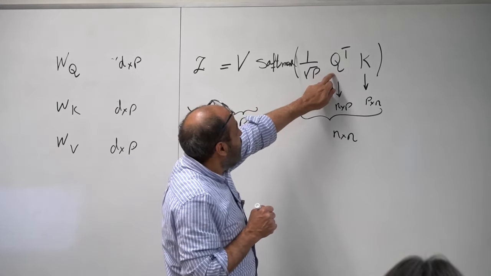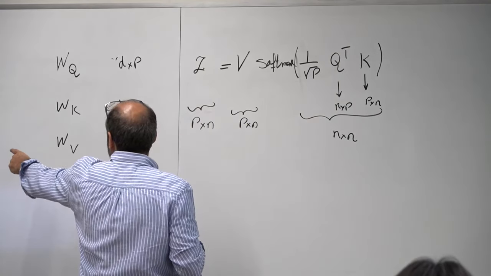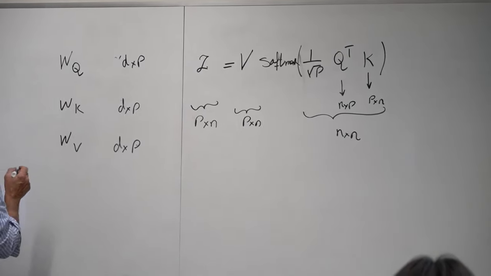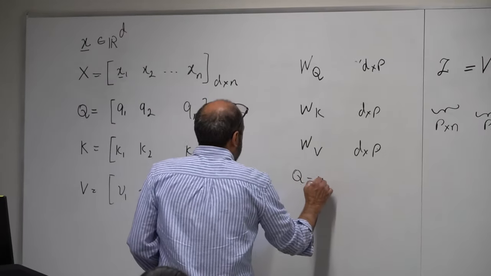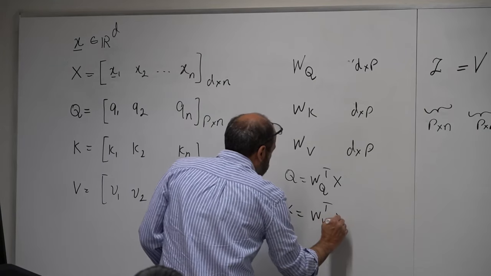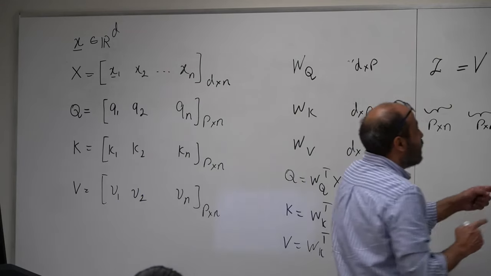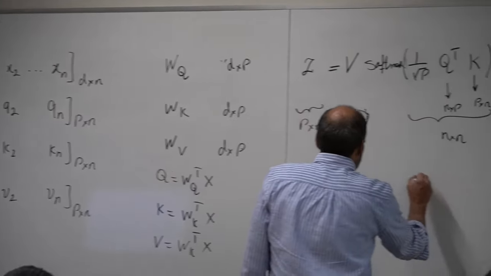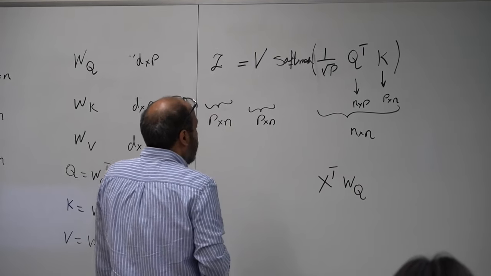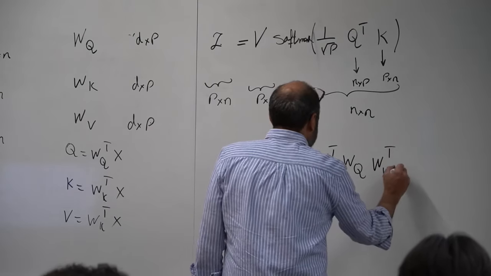So look at this quantity, Q transpose K. Q is basically WQ transpose X, and K is WK transpose X, and V is WV transpose X. So Q transpose is X transpose WQ, and K is WK transpose X.